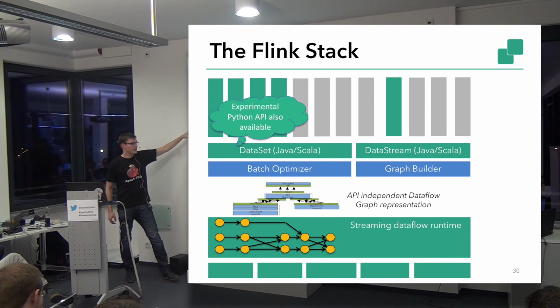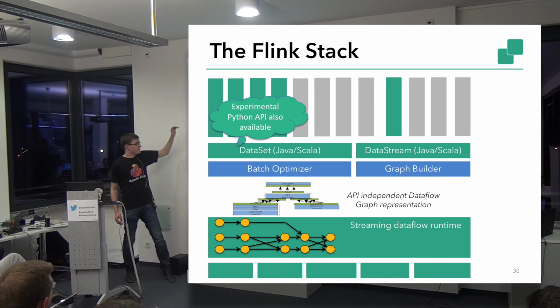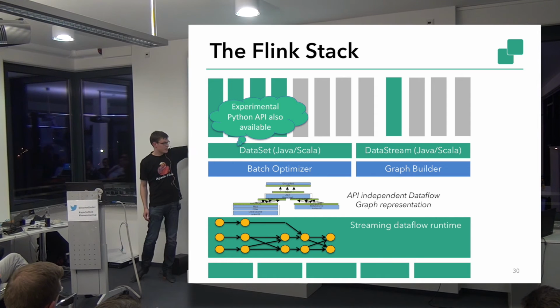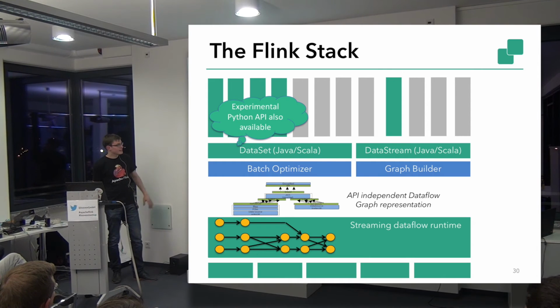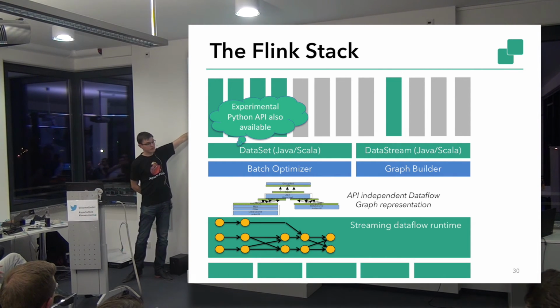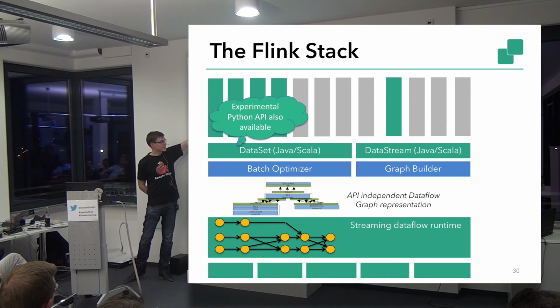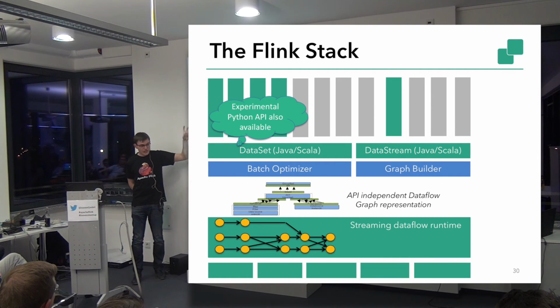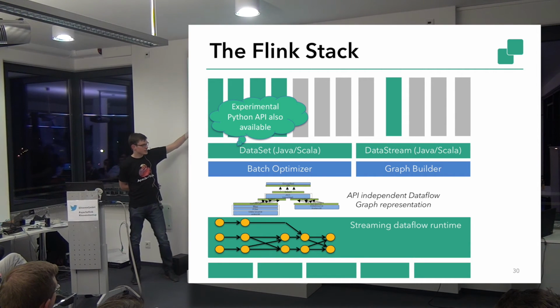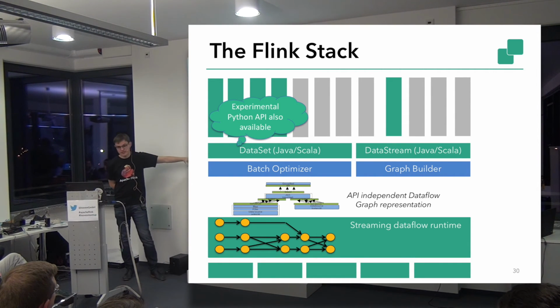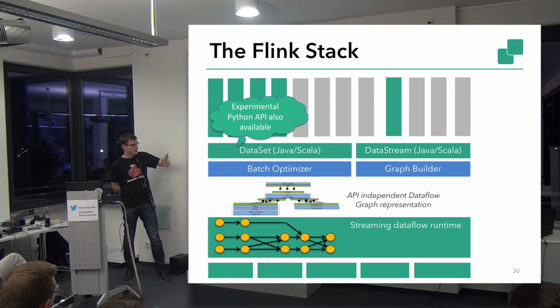Our engine is actually independent of the API that you're using. So the engine understands this independent data flow graph that we submit to the cluster when executing a job. And the client creates this graph either out of the dataset API, so the user is programming something in the dataset API in Java or Scala, and then the optimizer is optimizing it and generating this data flow graph. For the stream, we have a graph builder, which is also doing some simple optimizations, and then it's also submitting it to the engine. But the engine actually doesn't know whether it's executing a batch or a streaming job. It's just a different configuration of the engine.